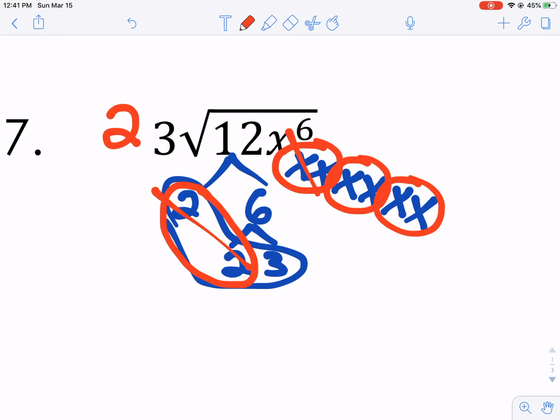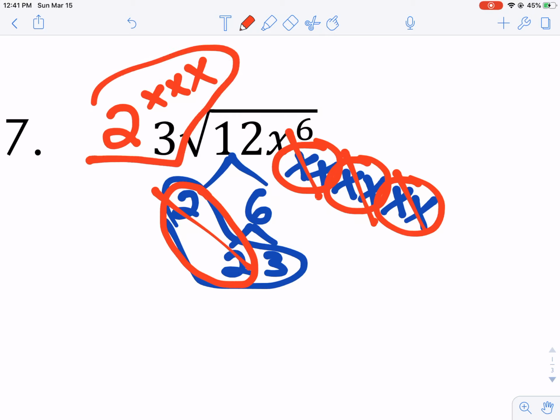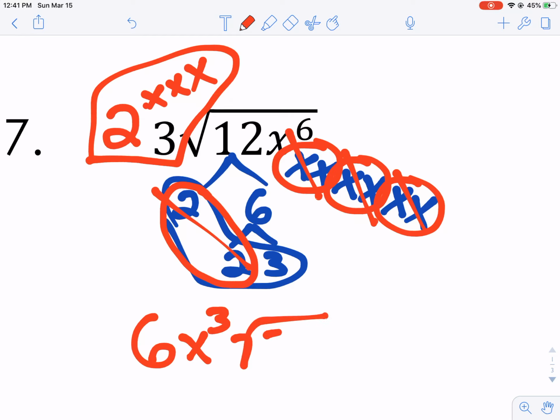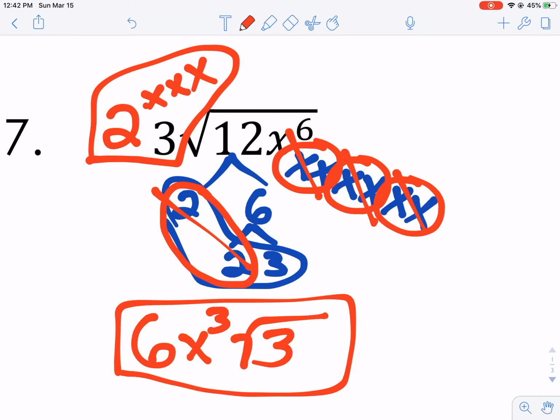So cross off the first group, bring out an x. Cross off the second group, bring out an x. Cross off the third group, bring out an x. So if I multiply all this stuff on the outside, 2 times 3 is 6. X times x times x is x cubed. Square root of, now the only thing that didn't get crossed off is the 3 inside my hockey stick. Here's our simplified answer.